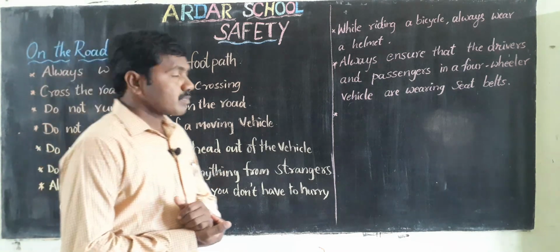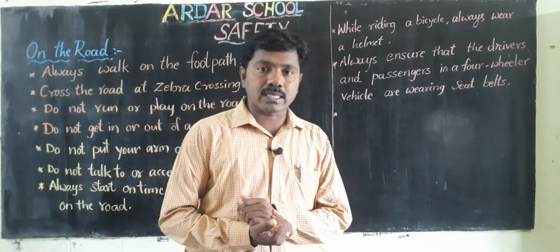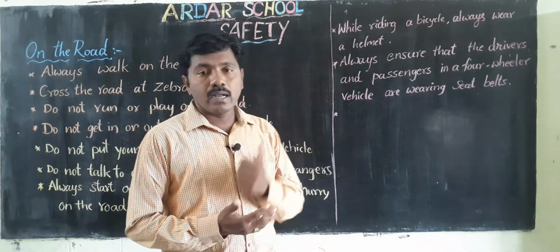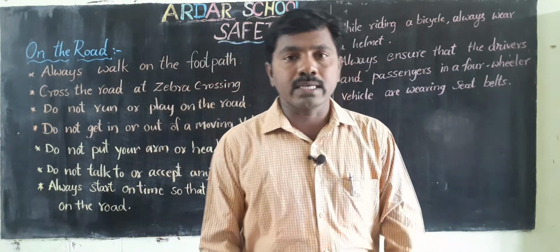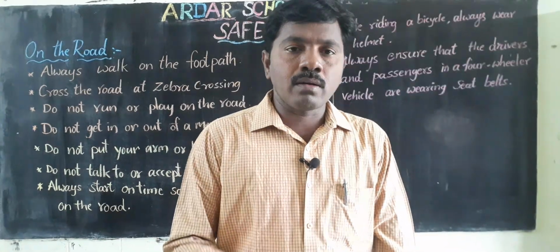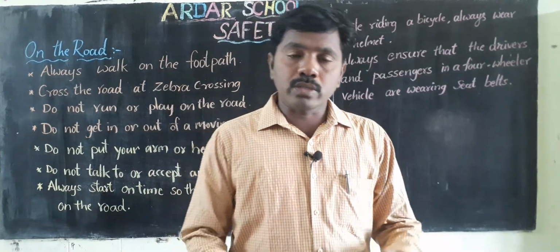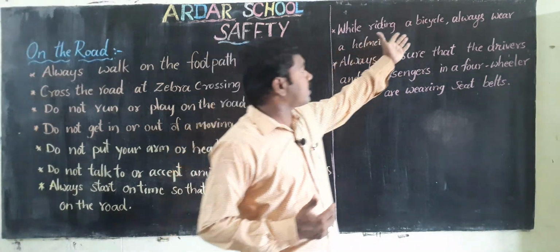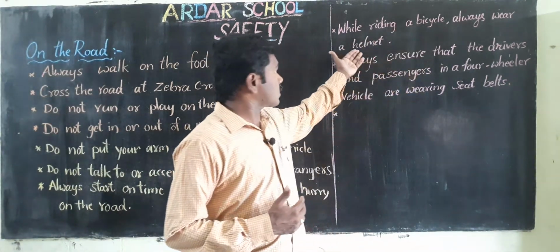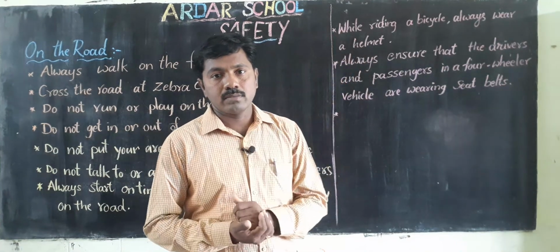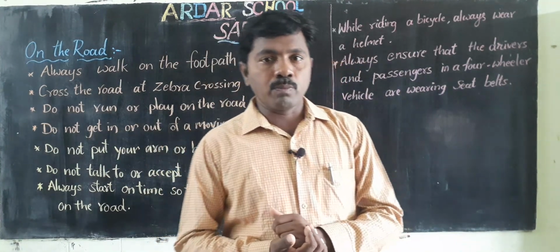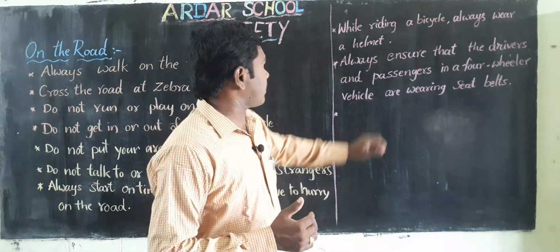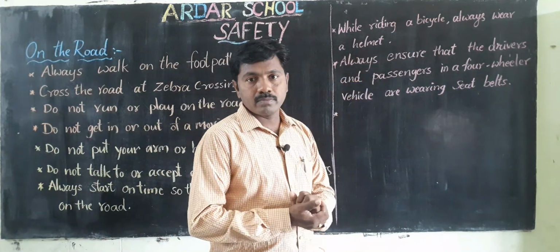Next one, while riding a bicycle, always wear a helmet, not only on a bike. Some people ride the bike and wear the helmet. Not only those persons, but persons who ride the bicycle must also wear the helmet. It is very very important. Okay children, when you are riding the bicycle, at that time you must wear a helmet.